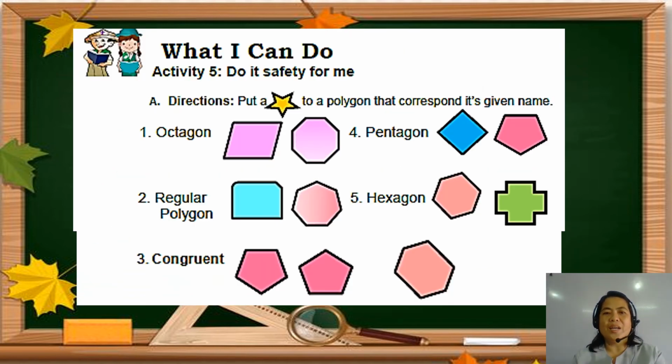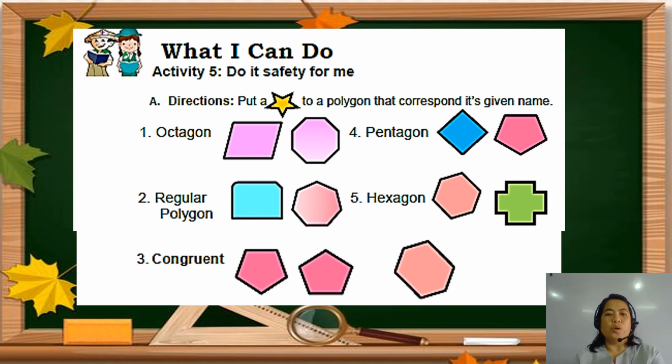Okay, what I can do. Activity 5, do it safety for me. Letter A, direction. Put a star to a polygon that corresponds its given name. For number 1, octagon. So, nasa duha ka figure. Asa ang octagon, ana? Butangan ni mong star ang figure.